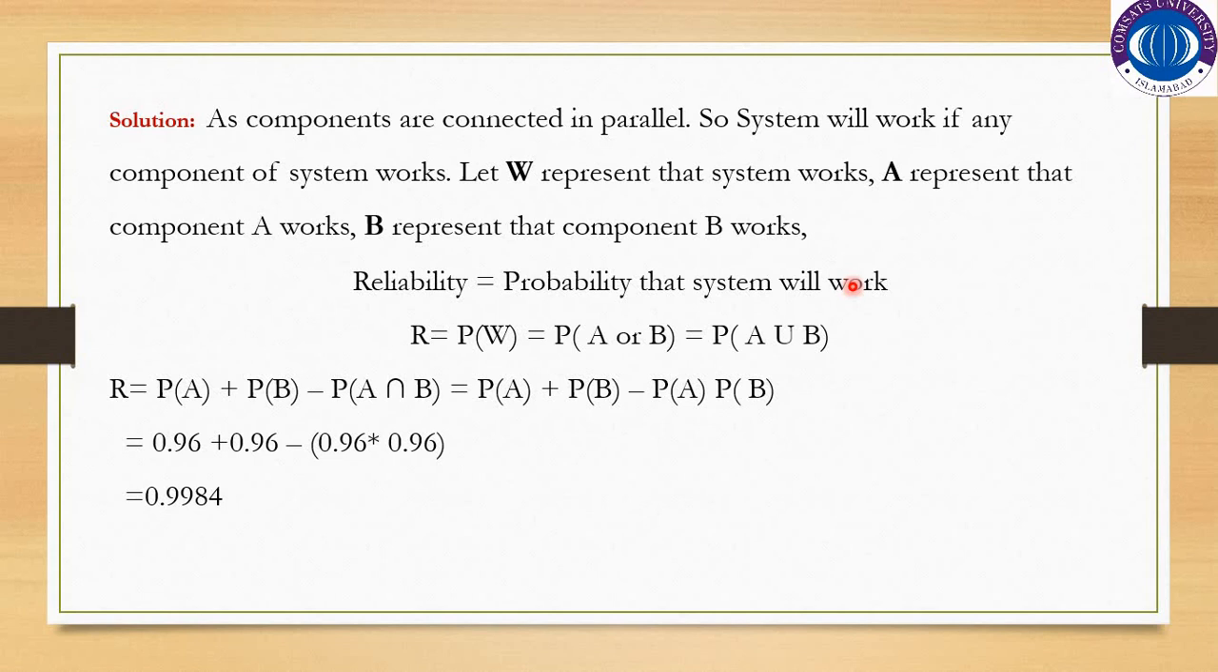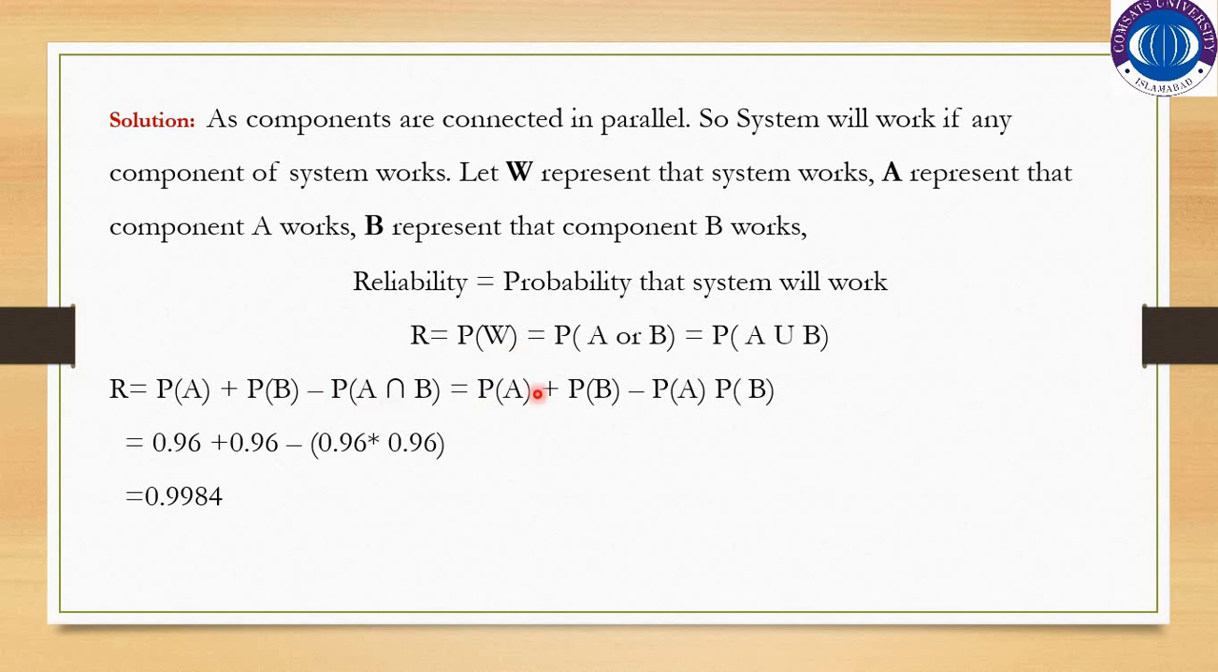Let W represent that the system works, A represent that component A works, B represent that component B works. So reliability is equal to the probability that the system will work. So R is equal to probability of W, as we know that W means the system works. So if any one of the components works or operates, the system would be reliable. That is, if A works or B works. Whenever OR is used, it means union. Probability A union B. If you recall the addition law of probability, this means the probability that A will occur or B will occur or both will occur. So by applying the addition law of probability, this would equal probability of A plus probability of B minus probability of A intersection B.